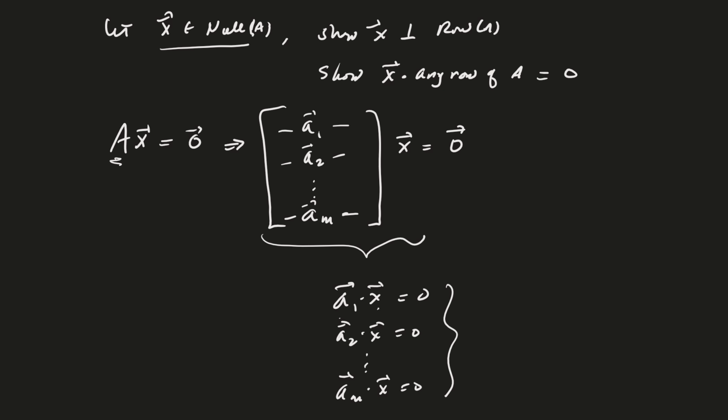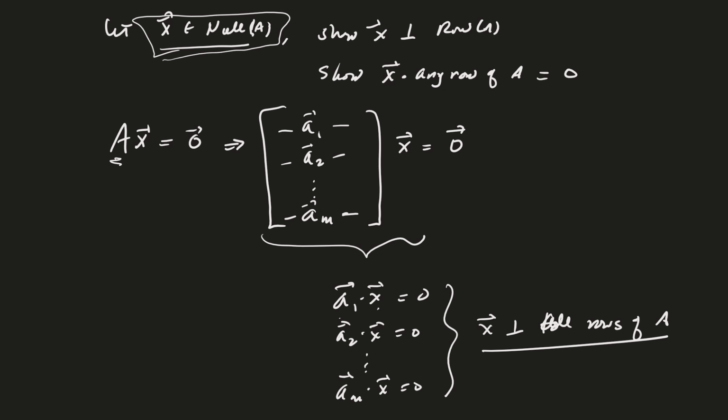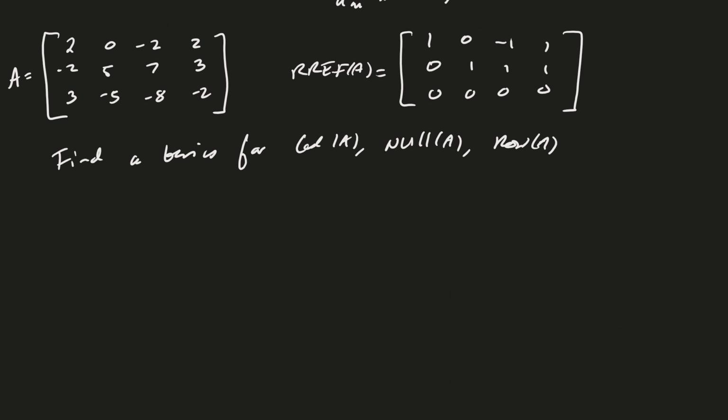So therefore, x is orthogonal to all rows of A, right? So therefore, x is orthogonal to the row space. Good. So that was true for an arbitrary vector in the null space. Therefore, the null space must be orthogonal to the row space. Good. Okay, so I paused for a second to write down a problem here.